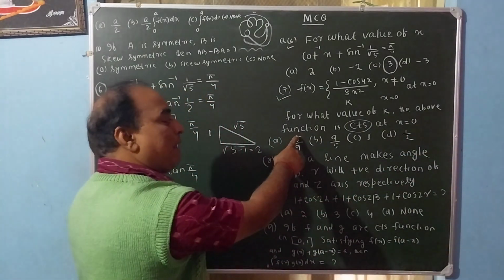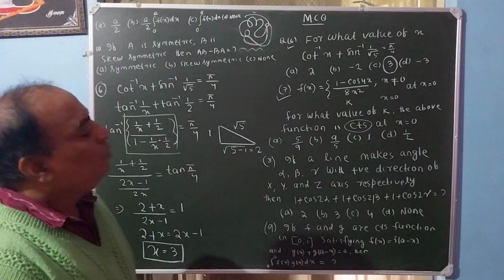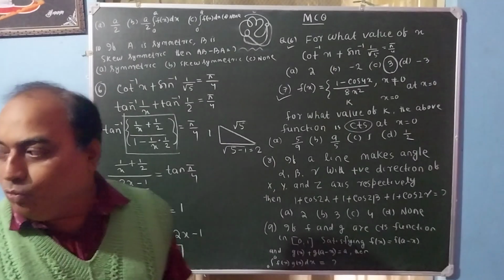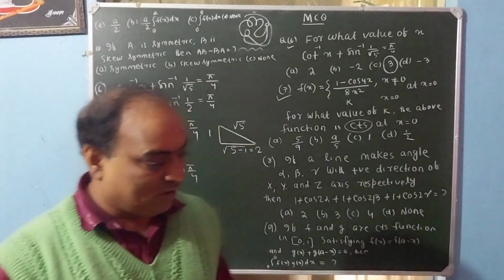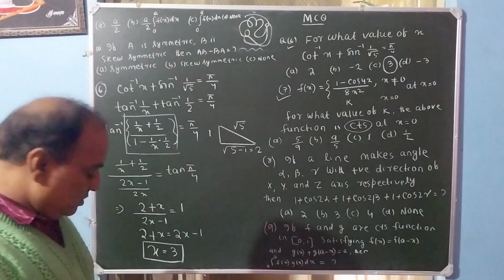The options are 5 by 9, 9 by 5, 1 and 1 by 2. What is the correct answer? How can you get it? You have to see.